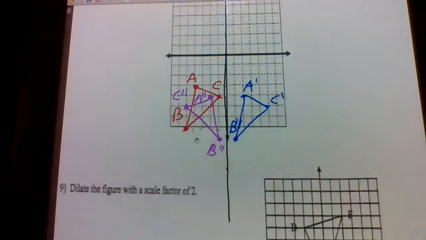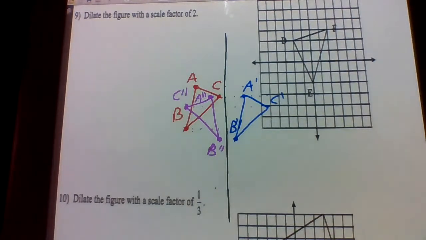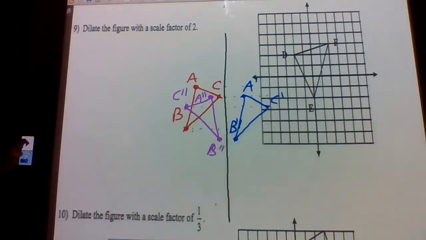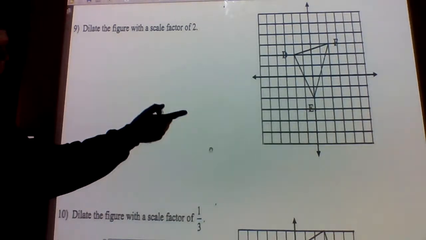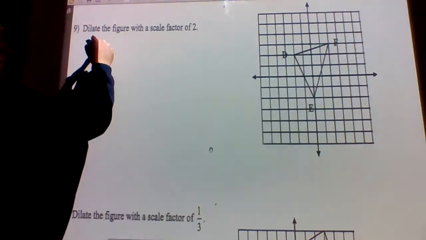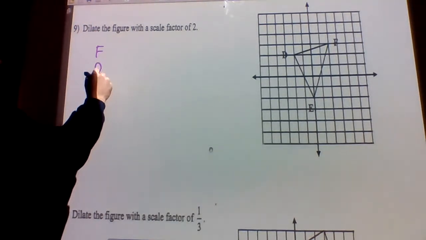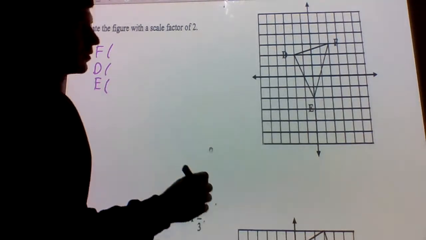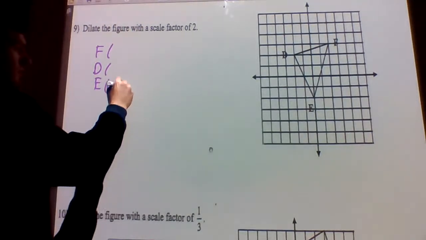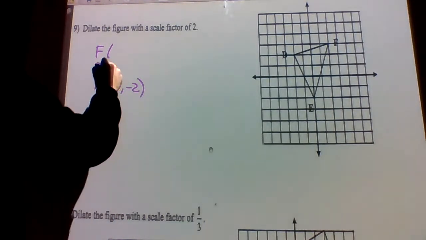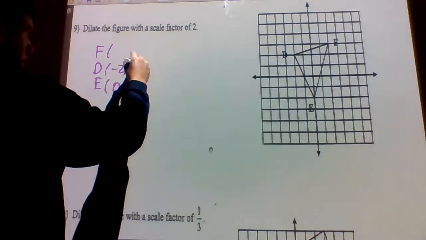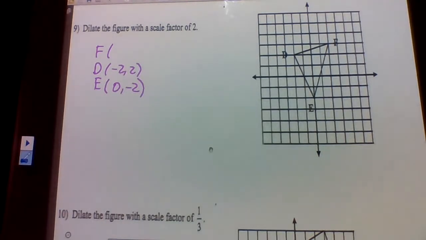Okay, number 9. We want to dilate with a scale factor of 2. So let's write our original points here. F, D, and E. What do we got? E is 0, -2. It's hard to see from an angle. You gotta kind of back up. -2, 2. And 2, 3.